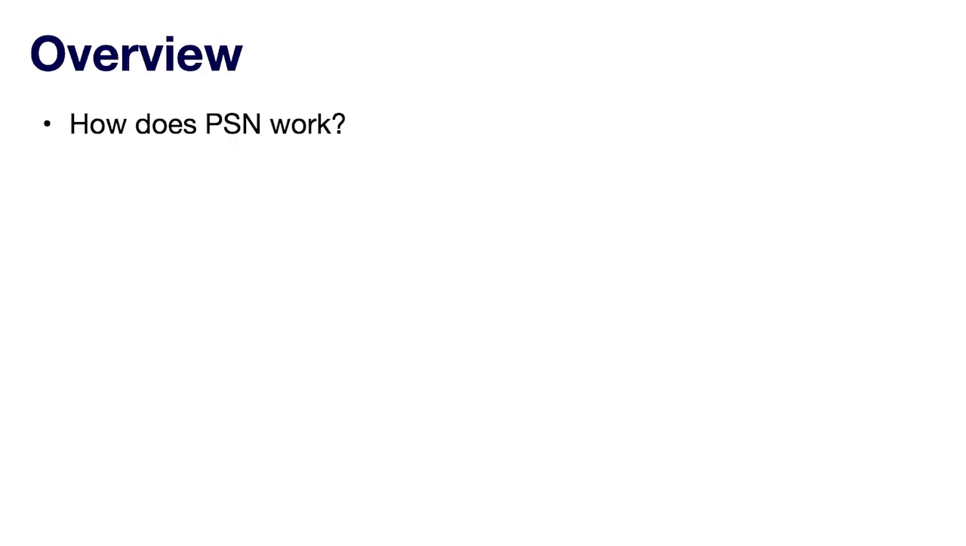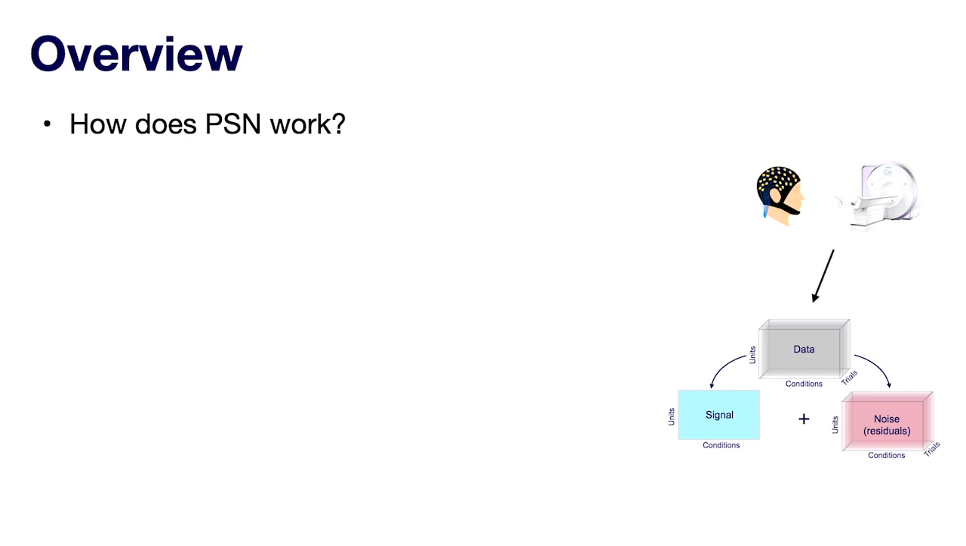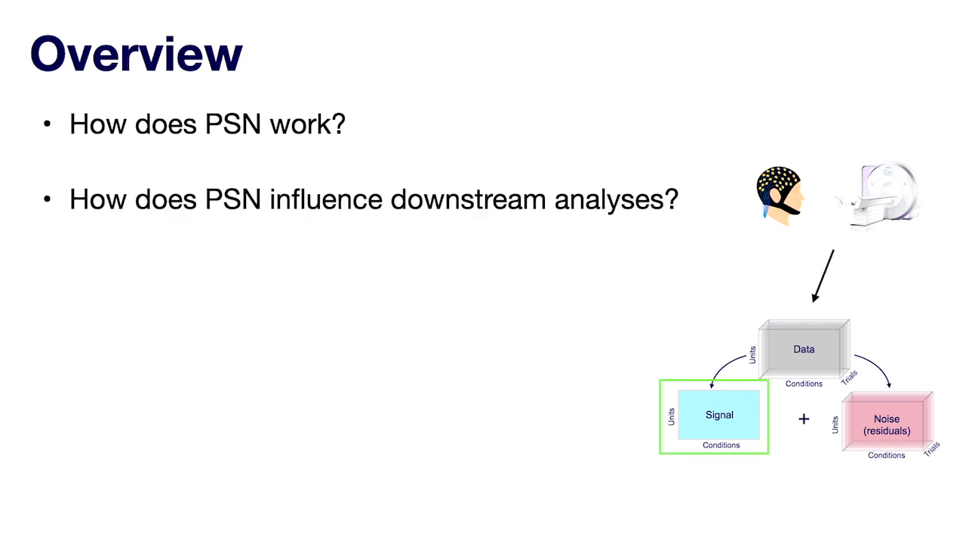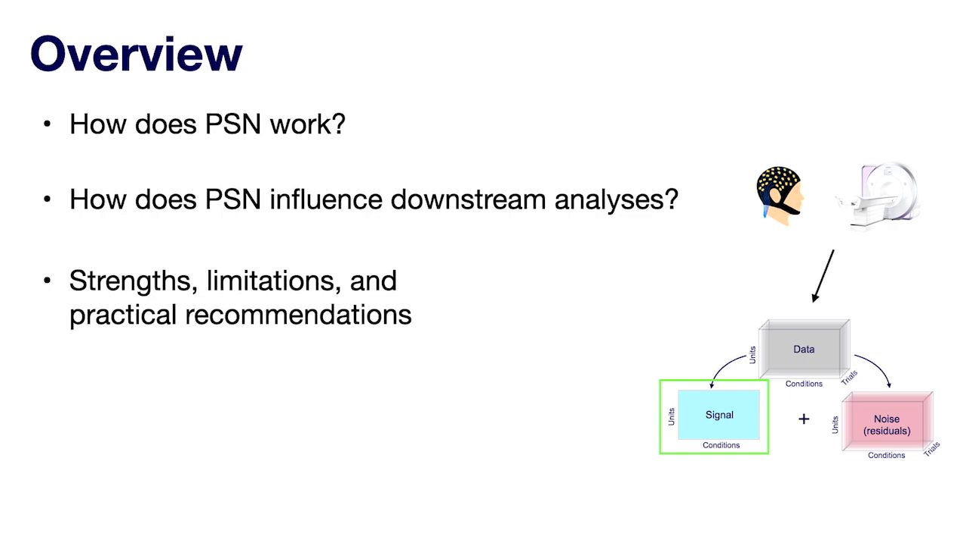First, I'll walk through the process of how we convert a given set of neural measurements into these 2 different signal and noise estimates, and then I'll demonstrate how PSN influences downstream analyses when we use the signal estimate instead of trial averaging. And finally, close by highlighting some strengths, limitations, and practical recommendations for using the tool.